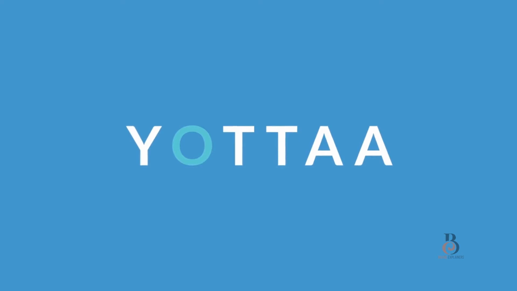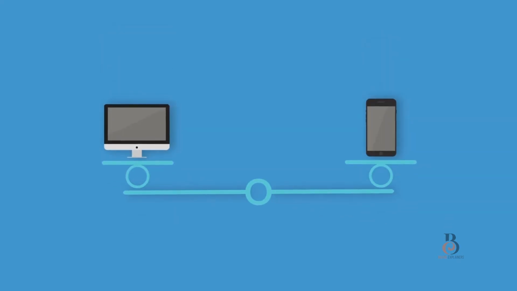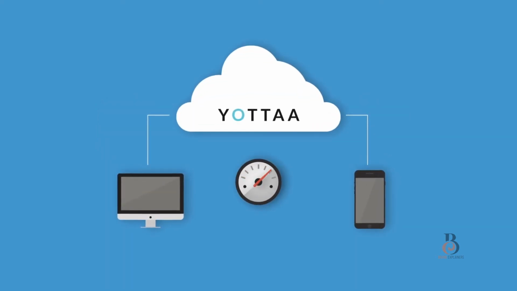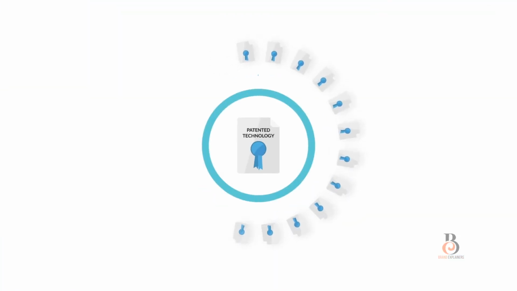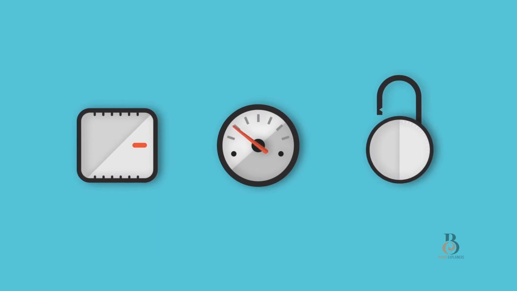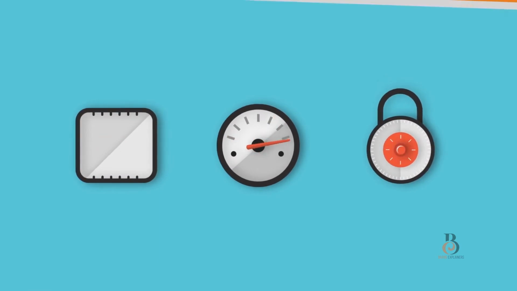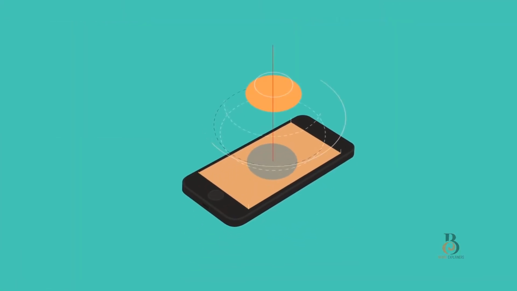Yottaa provides a complete online and mobile optimization platform to keep everything in balance. Yottaa is an automated cloud platform that optimizes end-user experiences to drive online and mobile business impact. At its core are patented technologies to help you monitor, optimize, and protect online and mobile applications so you can contextually optimize end-user experiences to drive business impact.